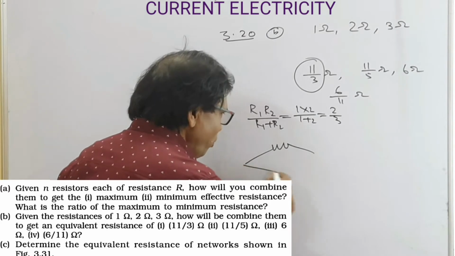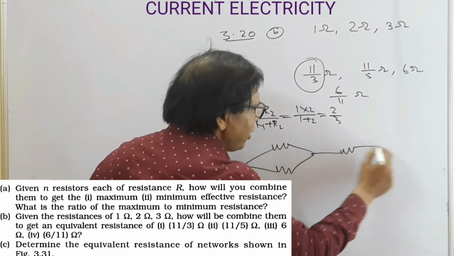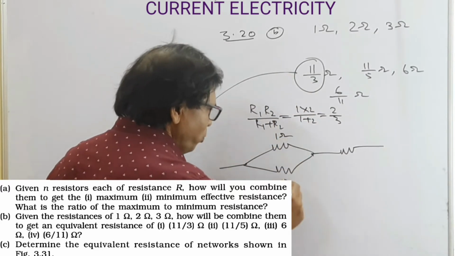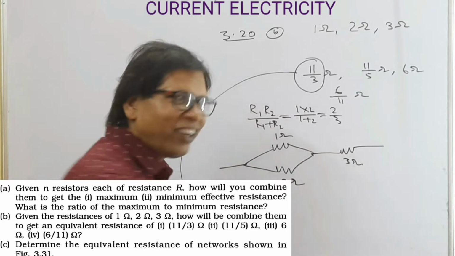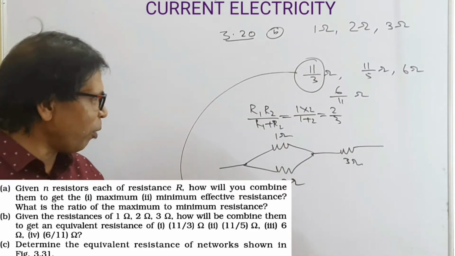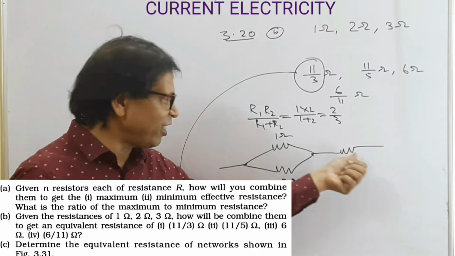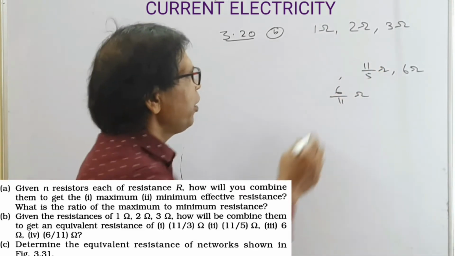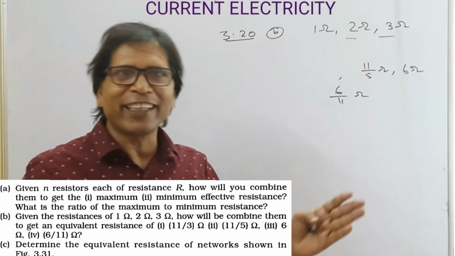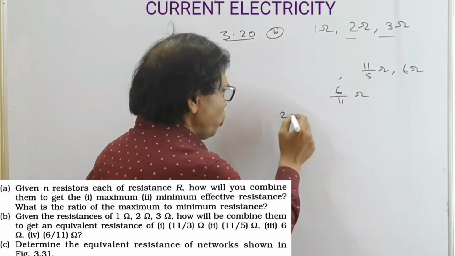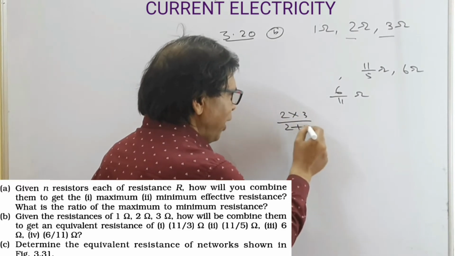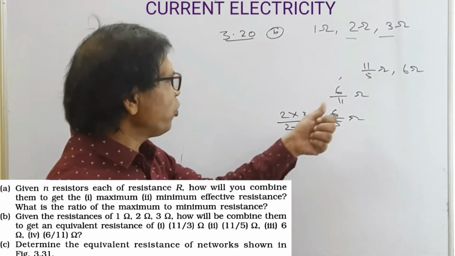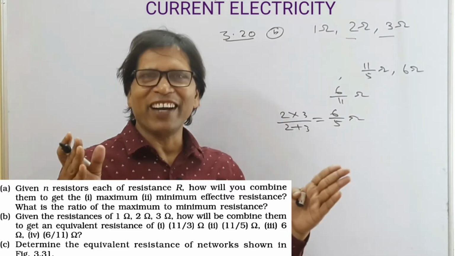This is the 1 ohm, this is the 2 ohm, and this is the 3 ohm. So 11 by 3 ohm is obtained by connecting the resistances in this way. Now to get 11 by 5, the 2 ohm and 3 ohm are connected in parallel. So we get 2 into 3 divided by 2 plus 3, which is 6 by 5 ohm. Now 6 by 5 plus 1 gives 11 by 5.